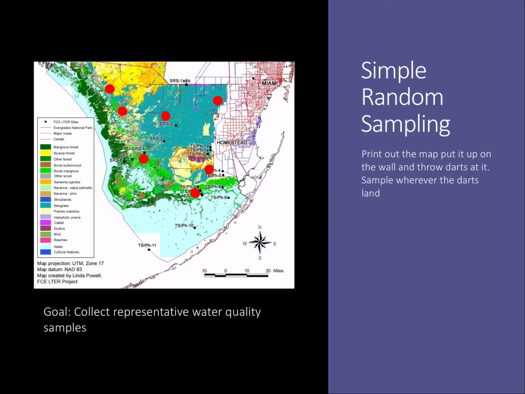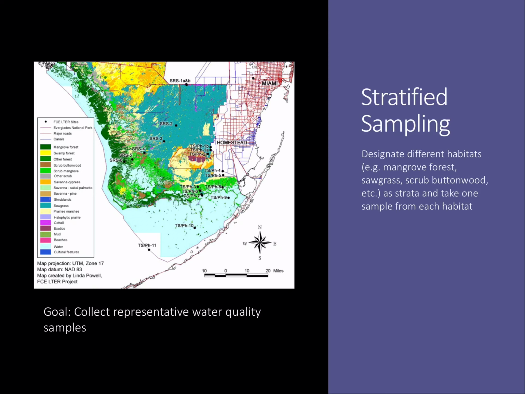So if your goal is to get a broader scope of what's going on in Everglades National Park, we might pick a different type of sampling, such as stratified sampling. So in this example, stratified sampling would be saying, okay, we have all these different habitat types. We're going to make each habitat type a strata and then go sample within each strata. So that means you take one sample from mangrove forest, one sample from swamp forest, one from other forest, et cetera, until you hit all of the habitats.